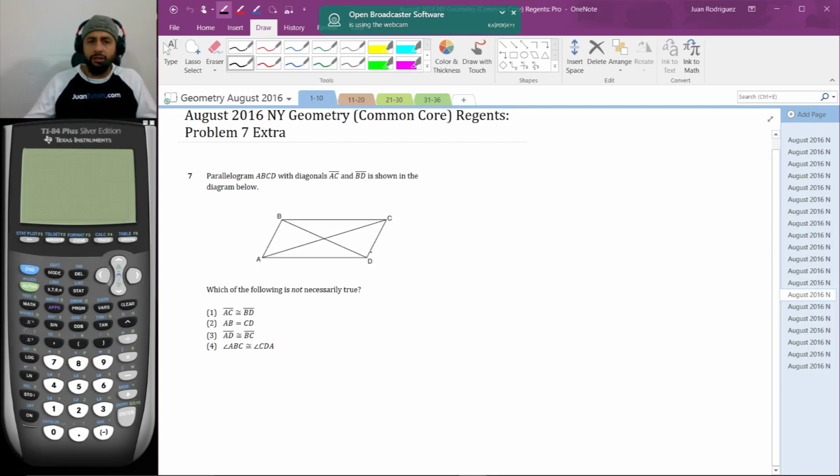Definitely recommend pausing the video once again and try it on your own. A parallelogram ABCD, now we know it's a parallelogram, with diagonals AC and BD is shown in the diagram below. Which of the following is not necessarily true? AC congruent to BD, AB equals CD, AD equals BC, and angle ABC is congruent to angle CDA.